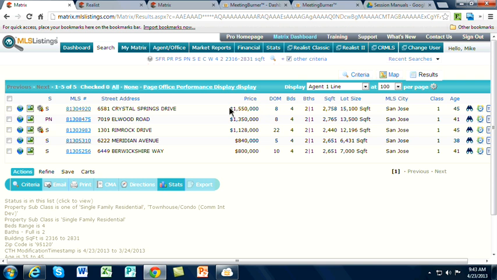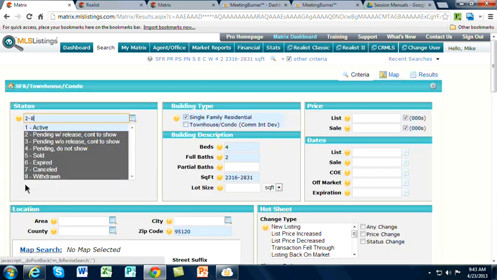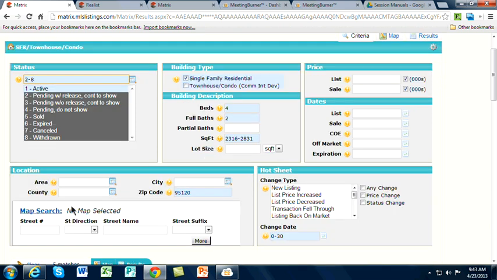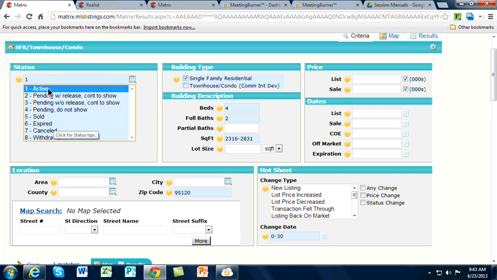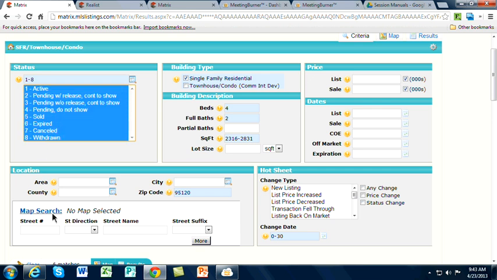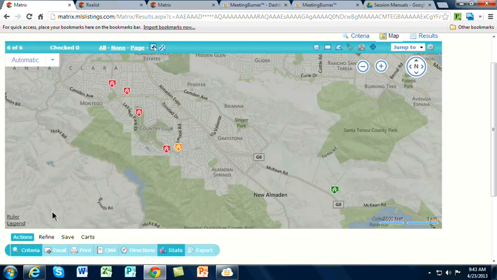So we have a low of 800,000 and a high of 1,550,000. Right? So we're all over the place. Now, what I'm going to do is go back to, see where it says refine. That's not what I wanted to do. I want to go to actions. I'm going to click on criteria, and I'm back to this again. And what I'm going to do is add in active right now. I'm going to do all of this, and I'm going to click on map search.